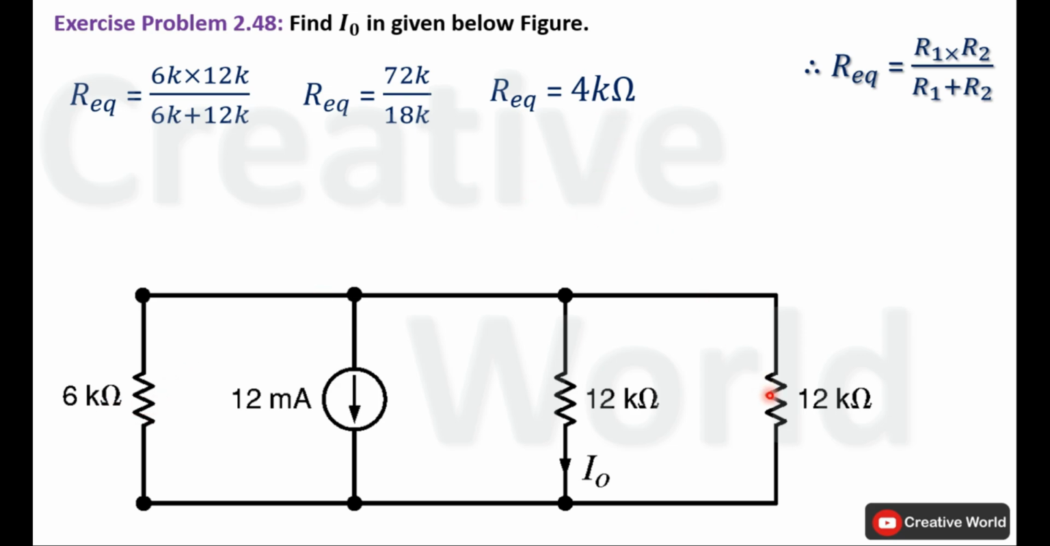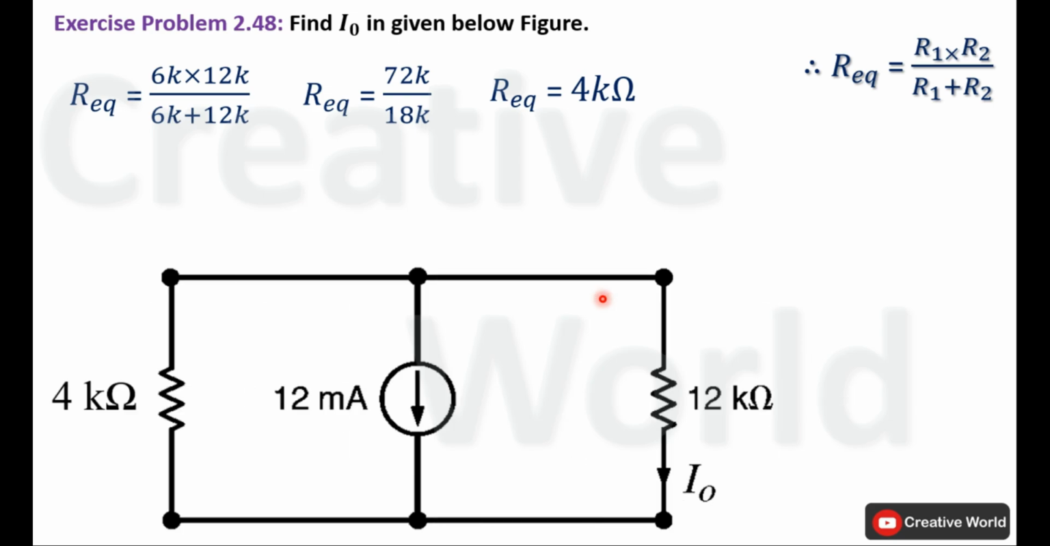We can replace both of these resistances with a single resistance having the value of 4 kilo ohm. So modify the circuit according to the calculated equivalent resistance. Now the circuit is simplified. We can apply current divider rule on this circuit to calculate the value of current I0. Before that, we have to nominate the branch currents. This branch current will be labeled as I1 and this branch current will be labeled as I2. We are interested to calculate the value of I1 that is equal to I0 because of the same branch.